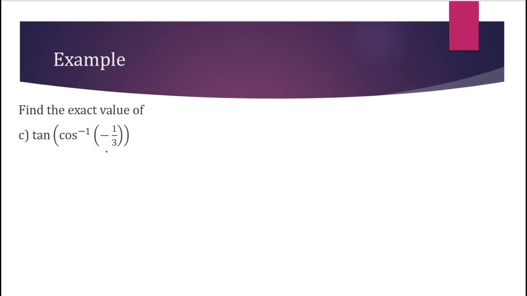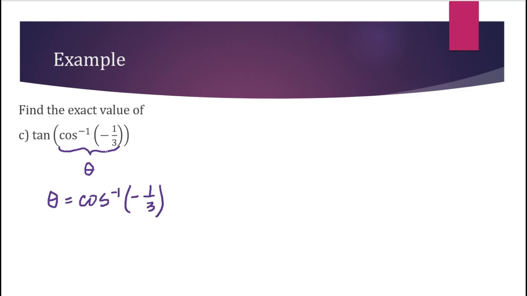In this example, find the exact value of tangent of cosine inverse of -1/3. So here, we're going to work inside the parentheses, but we notice quickly that we have an issue. Cosine inverse of -1/3, well, we can't evaluate that. There is no angle on the unit circle that we know of that you substitute into cosine and get out -1/3. So what we're going to do is say this is some angle, let's call it theta. So theta is equal to cosine inverse of -1/3.